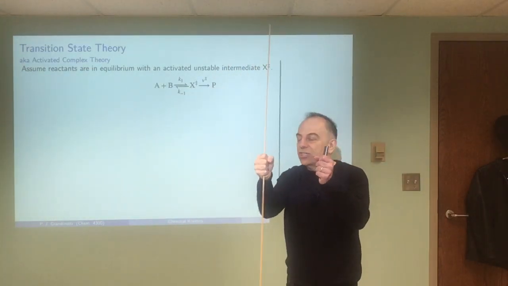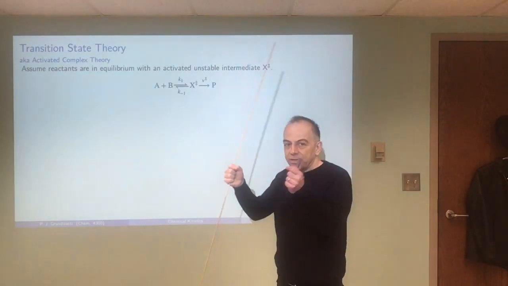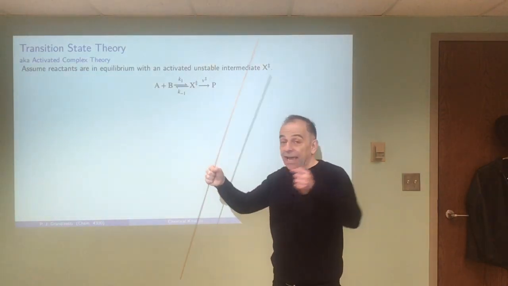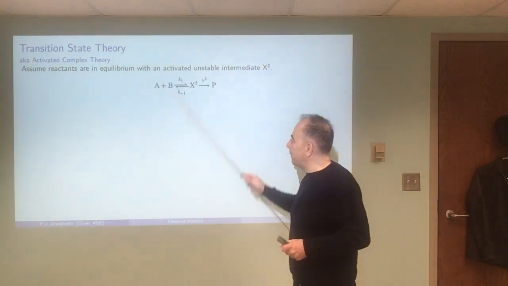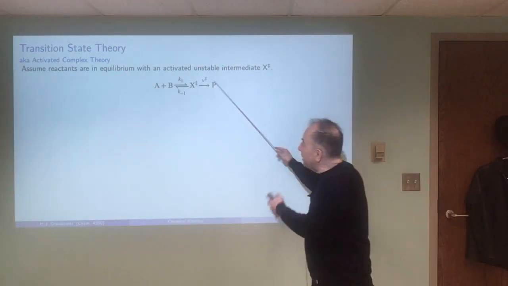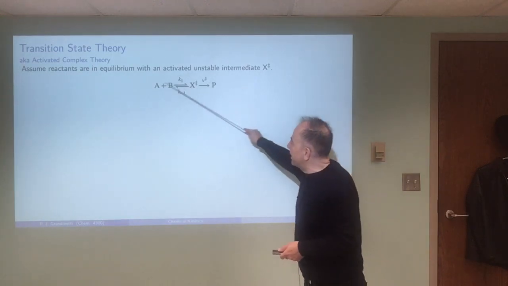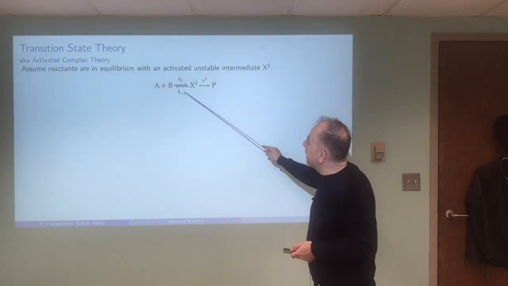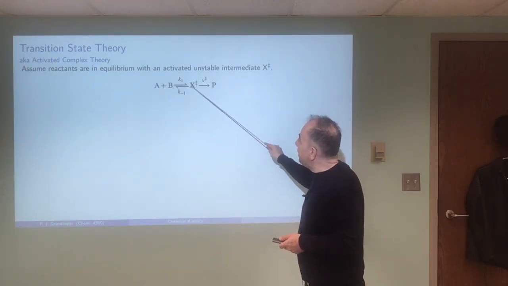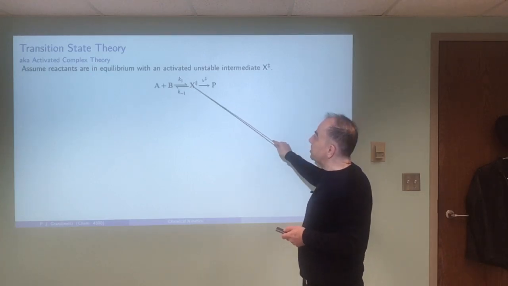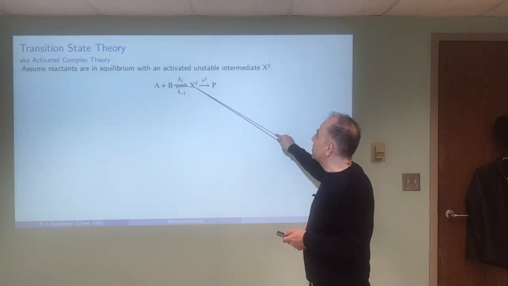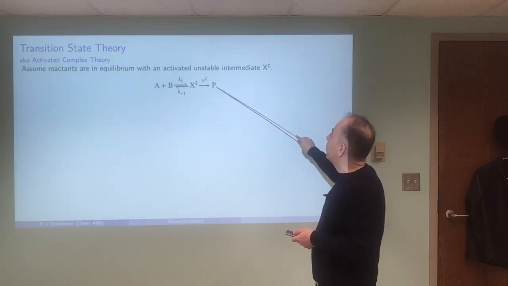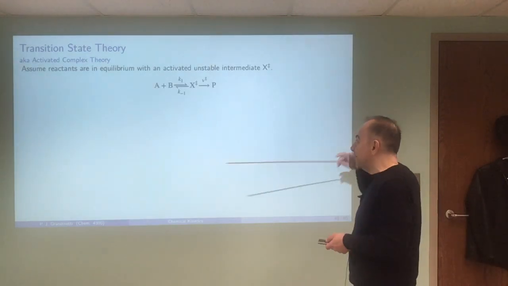They form this transition state, and then that transition state can either go back to A and B, or it can turn into a product P. We're going to write the mechanism down like this, where A and B and this transition state are in equilibrium with each other. They'll form the transition state, and then it will break apart and go back, or it will form the transition state, and sometimes it will go to the product, and then the reaction is complete.